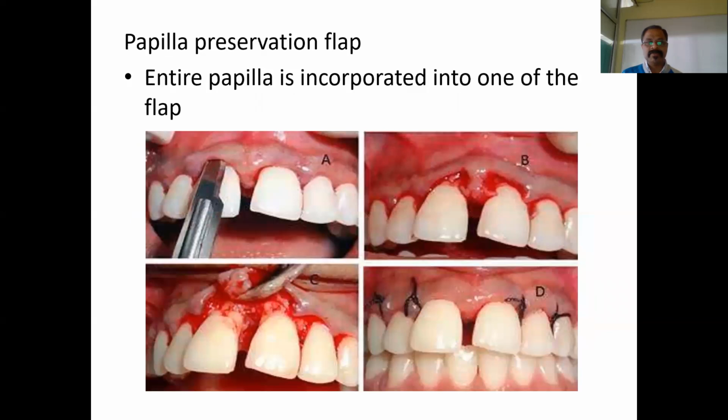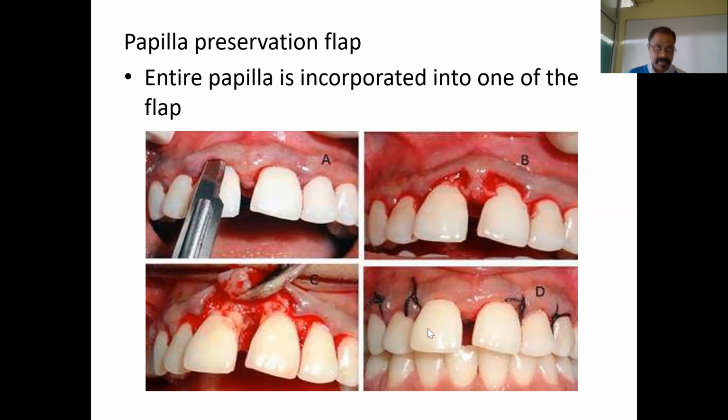The second one is your papilla preservation flap. Here, you're going to give incisions at the line angles or at the crevice, and then from the palatal surface, you're going to give a semilunar incision and push the entire papilla onto one side of your flap. That means you're not going to split the papilla into two. Rather, you're going to push the papilla to be accommodated into one of the flaps. Later, you're going to do a root debridement. If at all required, if there is a vertical defect, you're going to go in with your bone grafts and then push back this papilla and suture it.